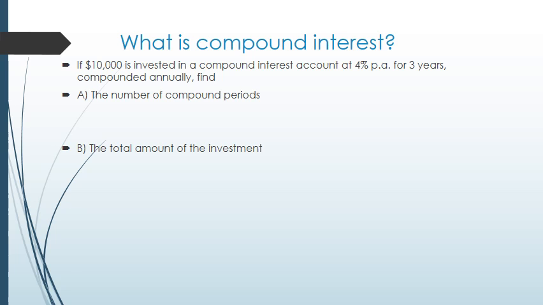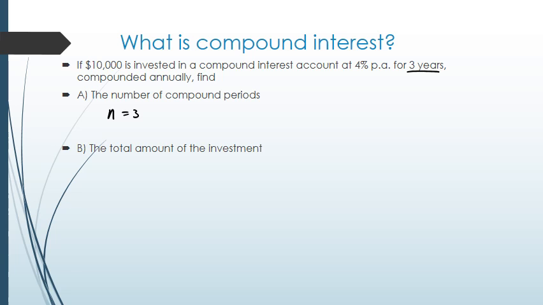If $10,000 is invested in a compound interest account at 4% per annum for 3 years, compounding annually, find the number of compound periods. So when it says compounded annually, what that actually means is that we have interest added on at the end of each year. So because this goes for 3 years and the interest is added on at the end of each year, our number of compounding periods is 3. So if we use simple interest to calculate our compound interest, then we need to do this 3 times.